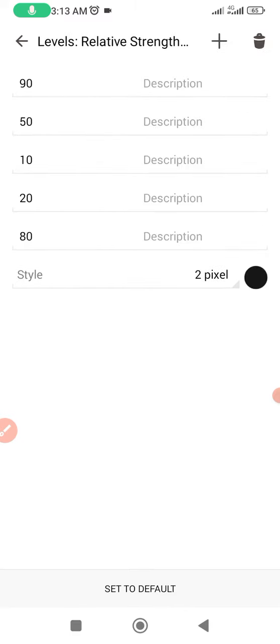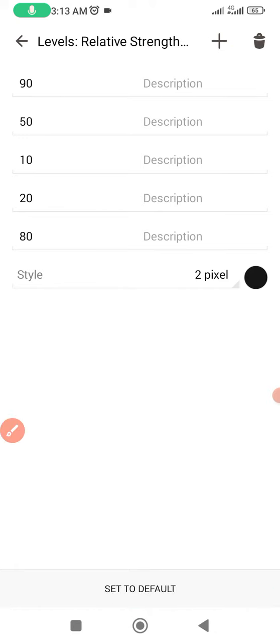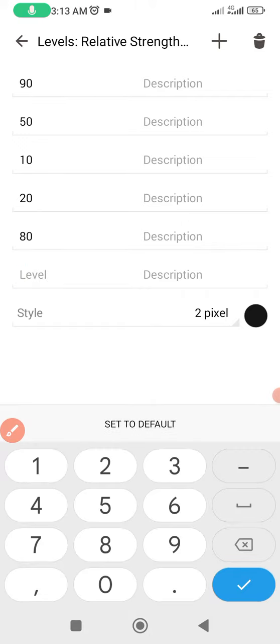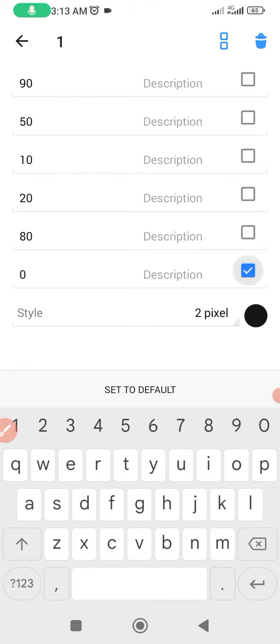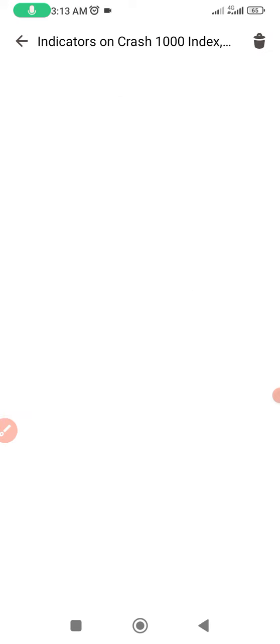Then you choose the levels. Here are the various levels. For you to add a level, you click on this plus sign. When you click on it, it will bring up a level for you. You see, when I click on it, this 0 came up. So you can tap on the 0 and edit it to any level of your choice. I'm deleting it because I don't need it. Alright, so when you have done that, you go back, then you click on save.